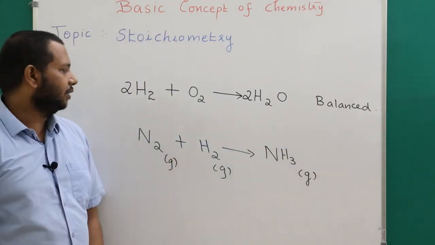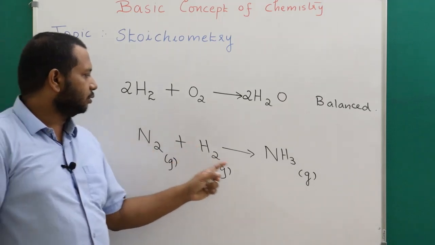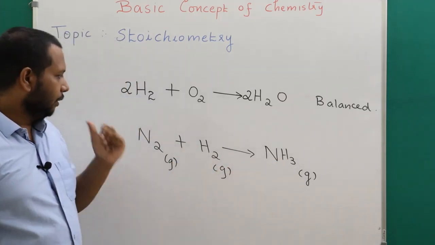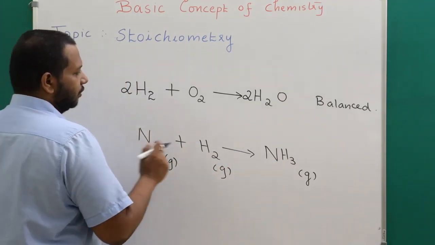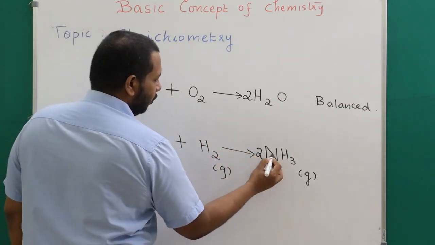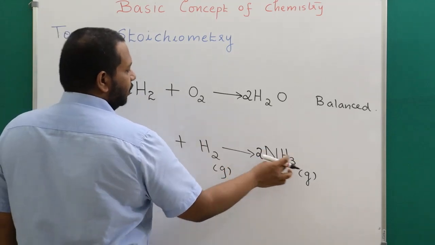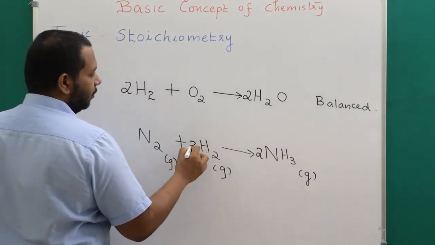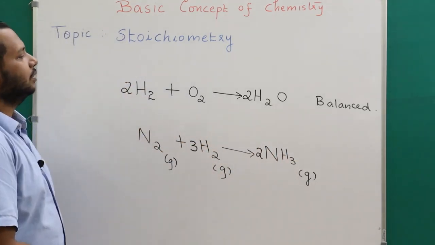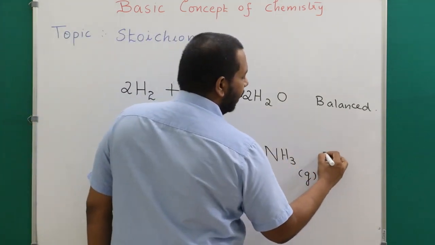Now in the next case you see nitrogen 2, hydrogen 2. Here 3 hydrogen atoms are there. So what do I need to do? Nitrogen 2 is there, so I will put 2 here. So now here also 2 has come. Now hydrogen becomes 3 into 2, 6. But here only 2 is there, so I will multiply by 3. 3 into 2, 6. So now this has also become balanced.